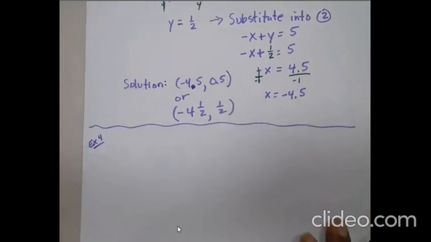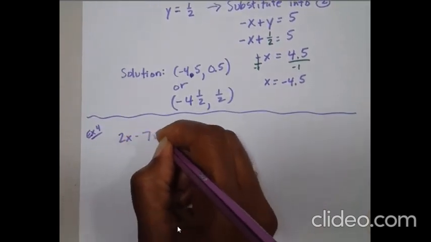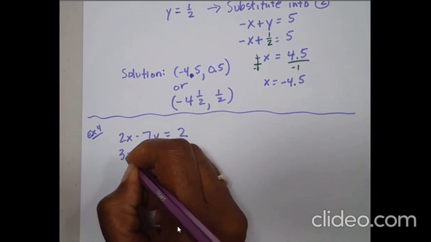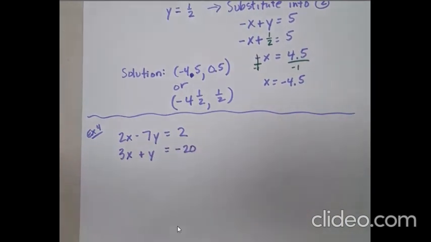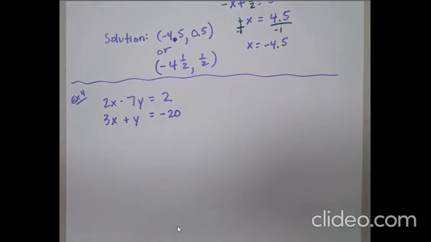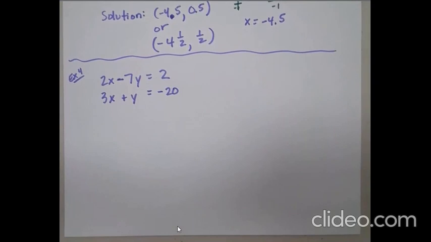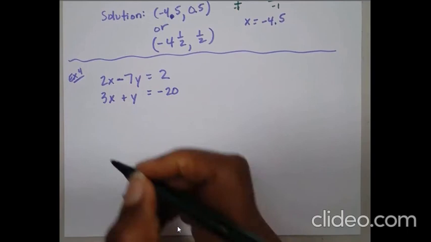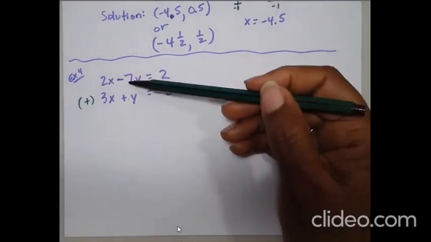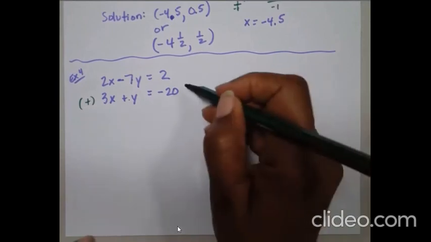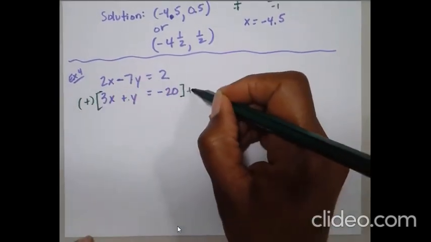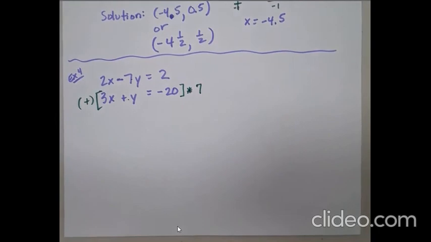Example 4. We have 2x minus 7y equals 2 and 3x plus y equals negative 20. In solving this example, you're looking at what can we do to one of these equations to make this easy to add them. We're going to add them, but we need to have equal and opposites in order for this to work. So it probably would be good for us to multiply this second equation by 7. Why multiply by 7?